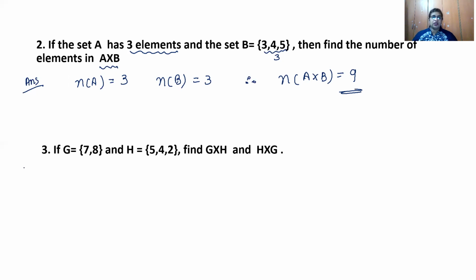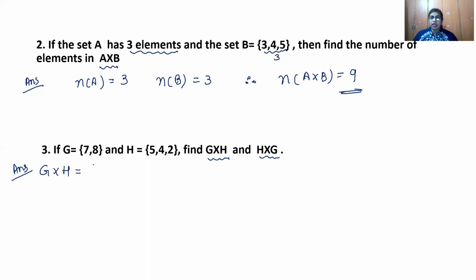Yes. So go to the third question. Let us see what the third question is telling me. Okay, so what is given in the third question? If the set G is equal to 7, 8 and set H is equal to 5, 4 and 2, find G cross H and H cross G. So let us take one at a time. Okay, yes, so the answer here, we have G and we have H. So first let us find G cross H.